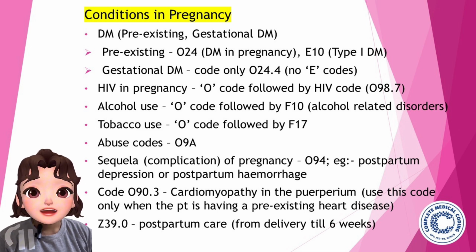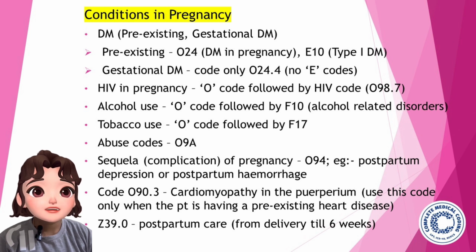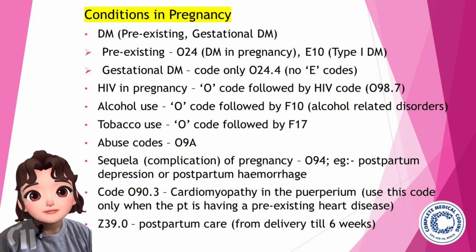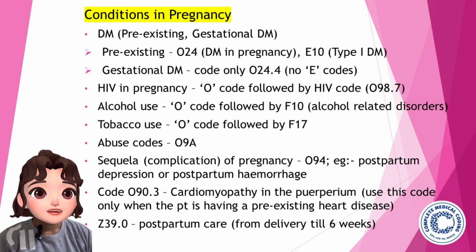Now, HIV in pregnancy. For HIV in pregnancy, you have to always use the O code, which is O98.7, followed by the HIV code. So HIV in pregnancy: O code followed by the HIV code. O98.7 means HIV in pregnancy, followed by the HIV code, Z code.